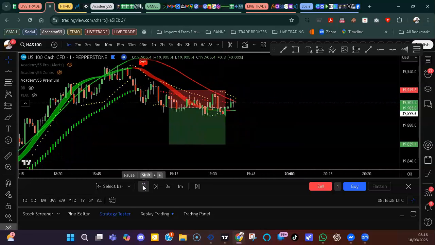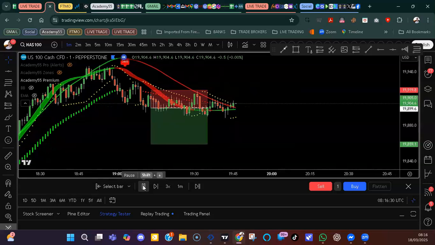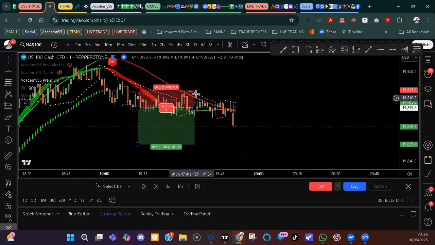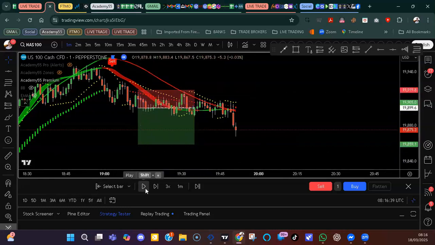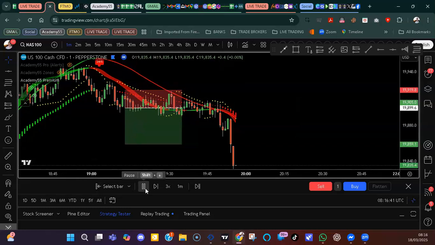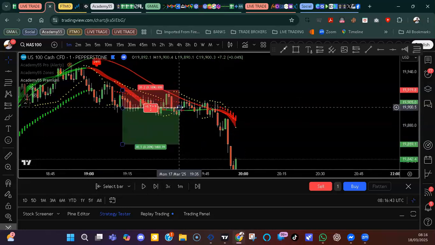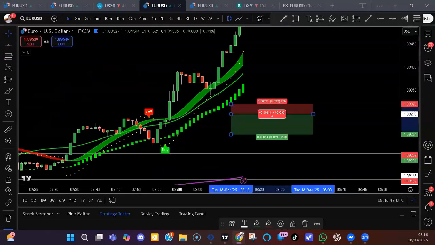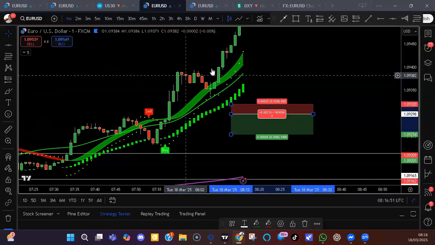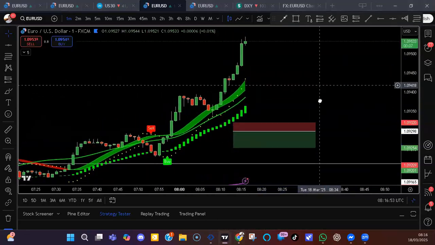Now that's debatable whether that was in or out. Just there, look, very, very close to our stop loss. But as you can see, thanks to the zone, it could have been a winner. Anyway, I did that really quickly.